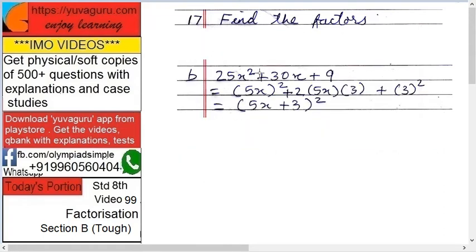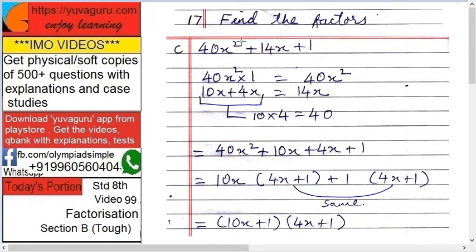Next, 25x square plus 30x plus 9. So again same logic, 25x square means 5x the whole square and 9 is 3 square. Try it again, 5x the whole square plus 2 into 5x into 3, right? 5 2 is 10, 3 is 30, x plus 9 in the whole square. So what is this? A square plus 2ab plus b square, a plus b the whole square. So 5x plus 3 the whole square. These are the factors.